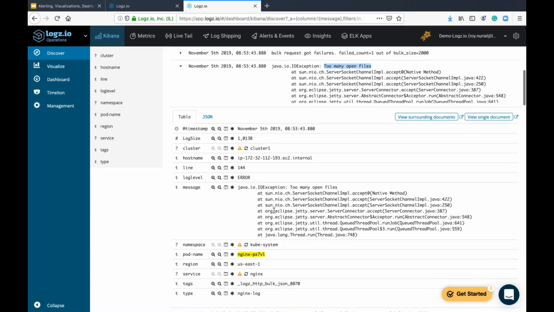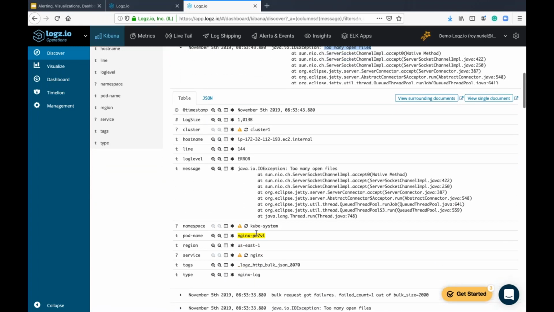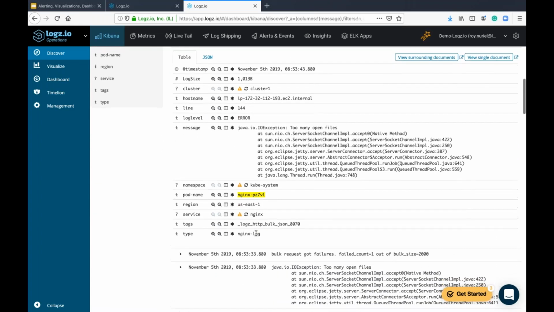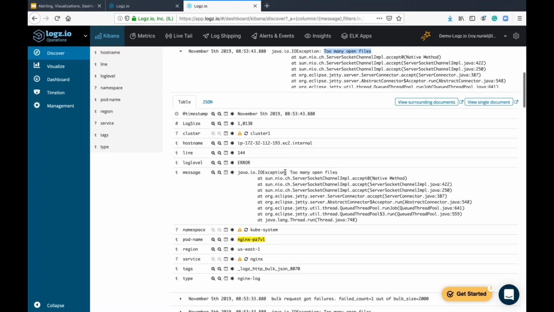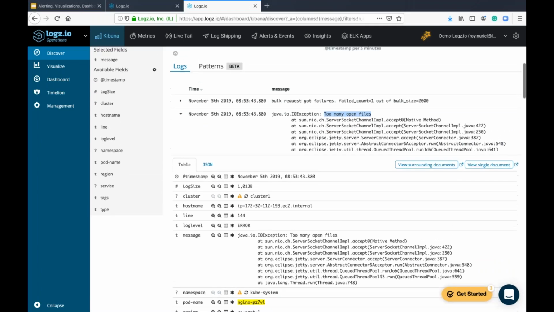I can see the message, obviously, and I can see the pod name. So that can really help me to understand where this comes from. I can see the line of code that created that problem, and from here I would like to go to the code itself, debug and understand what's going on. So that's an interesting flow that connects the dots between the metrics themselves, the issues that you may see in production, and how we connect the dots.